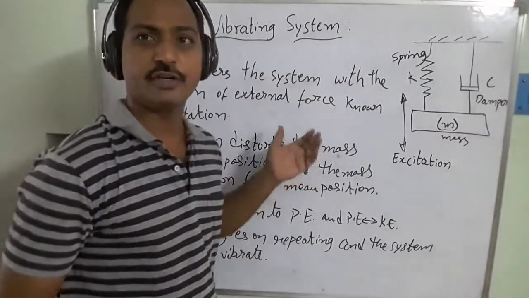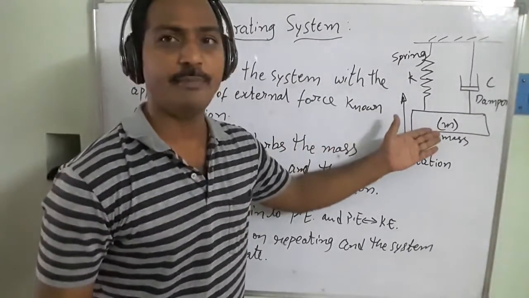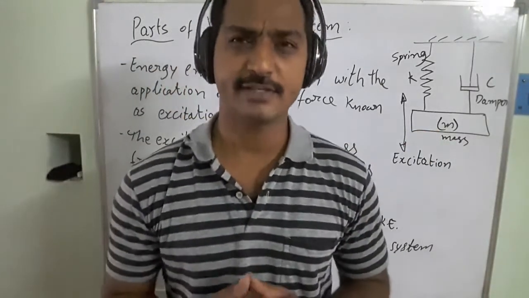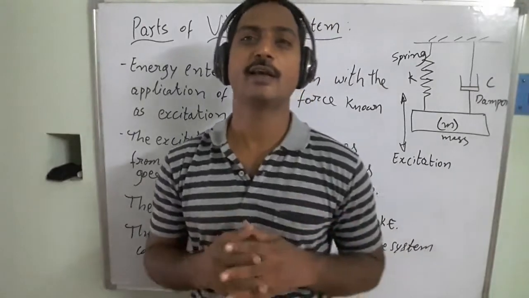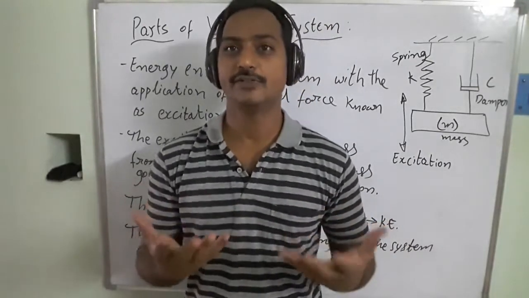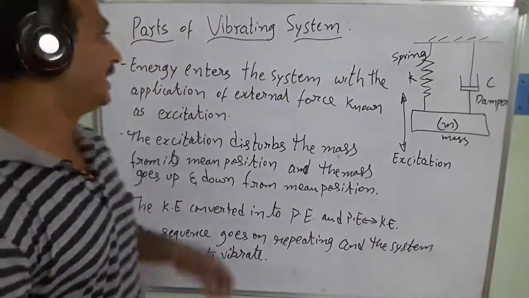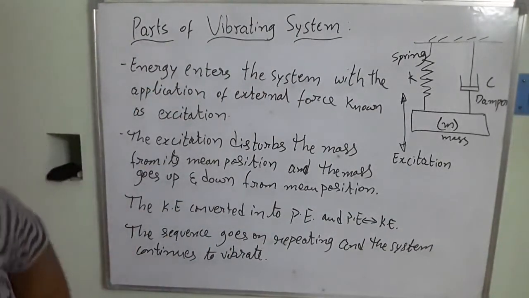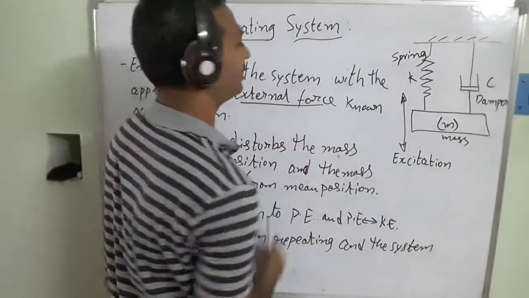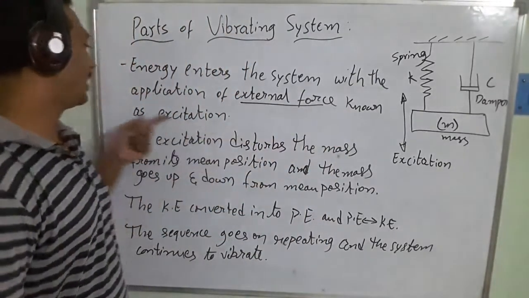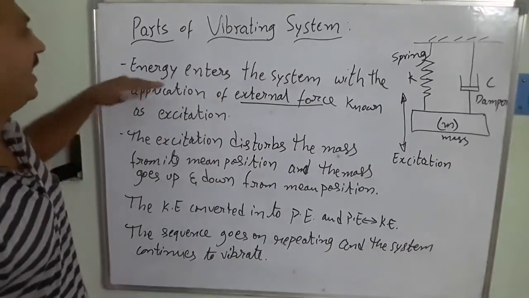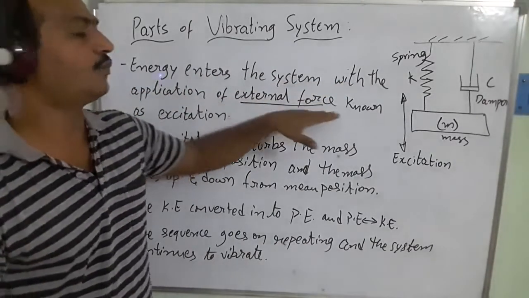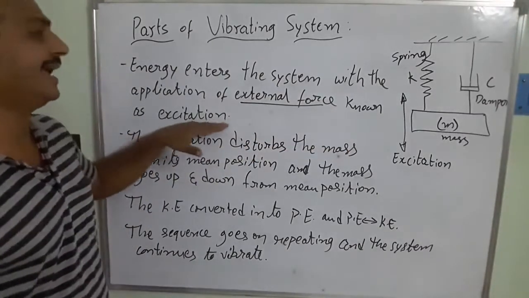In our definition we have seen the system is an energy conserving unit. Then how is this energy developed within that system? What is the main cause for that kind of energy generation? The main cause is the external excitation. The external force is the main one, and this external force is known as the excitation. Energy enters the system with the application of external force, known as excitation, right?